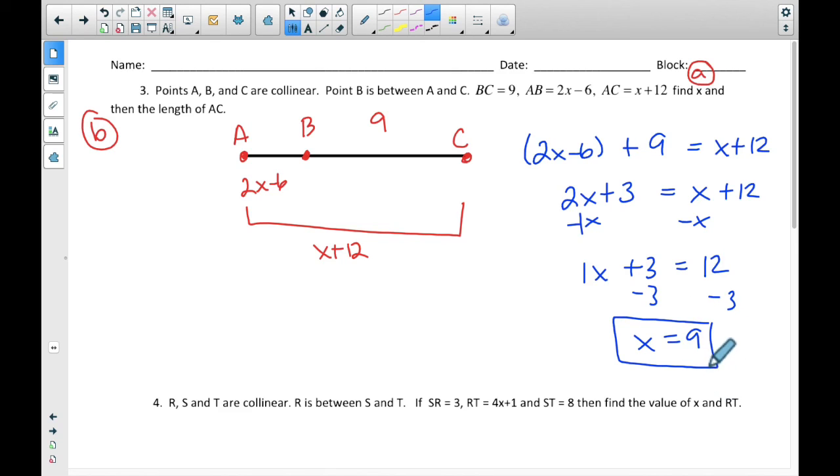And once again, we could plug it in to check it. So if I plug in a 9 here, I would get 21. If I plug in a 9 here, I'd get 18 minus 6. What's 18 minus 6? That looks like 12 to me. So is 12 plus 9 21? Yep, I did it right.